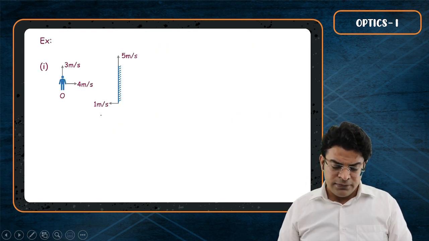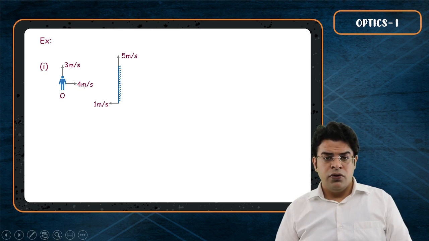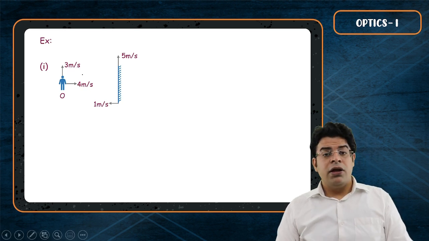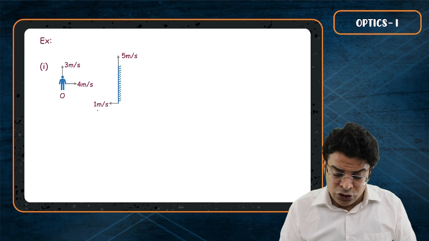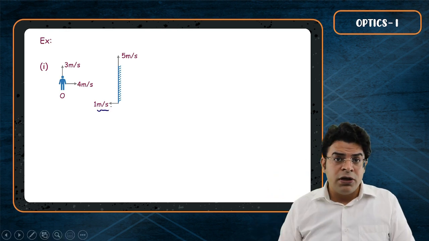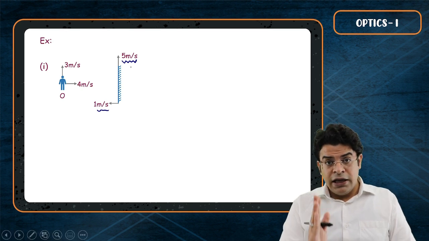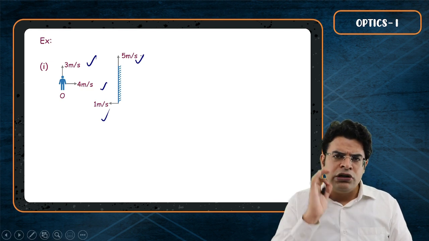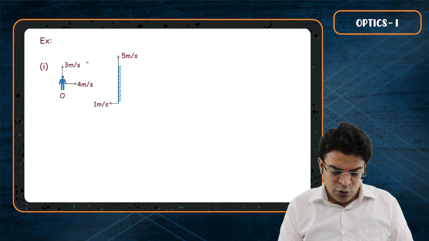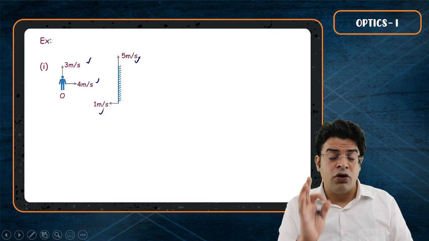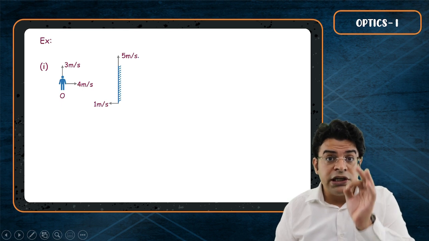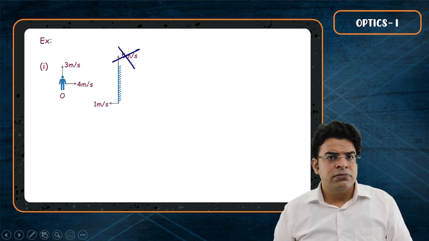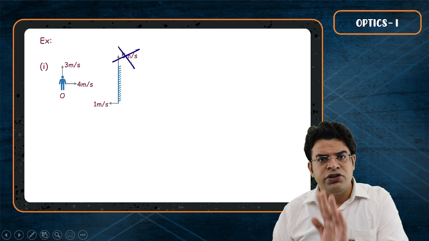So the first example goes like, there is a person who has got a velocity of 4 meter per second towards the mirror along the normal, 3 meter per second parallel to the plane of the mirror, and the mirror has got two velocities, one velocity of 1 meter per second towards the normal and one velocity of 5 meter per second in its own plane. Now tell me, out of these four velocities, which velocity has got no impact on the velocity of image? The velocity of the mirror in its own plane. So this velocity of 5 meter per second is useless. It has got no usage in finding the velocity of image.